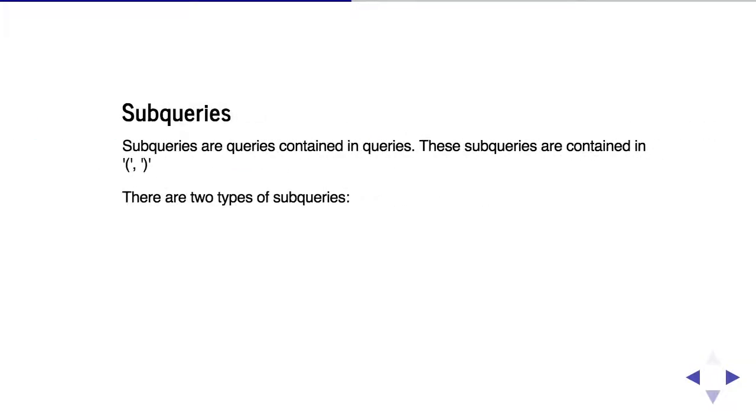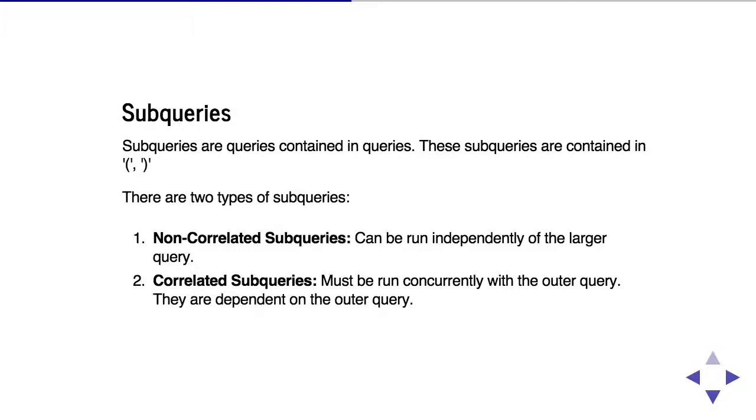So let's go on to subqueries. Subqueries are queries that we can contain inside of queries. So like Inception, you could go deeper. These subqueries are contained in round brackets. There are basically two types: non-correlated and correlated. Non-correlated queries basically don't reference the outer query. They can be contained by themselves. You could pretty much run the subquery by itself with no problems.